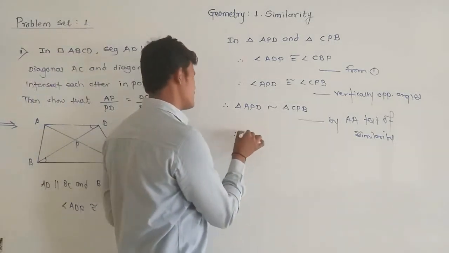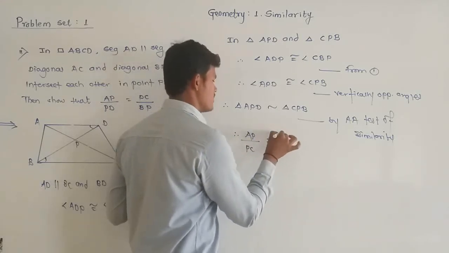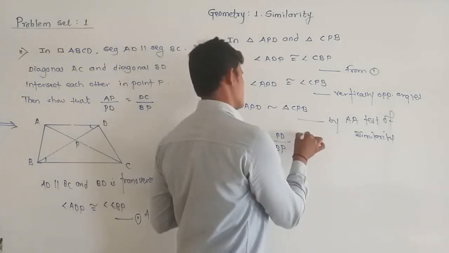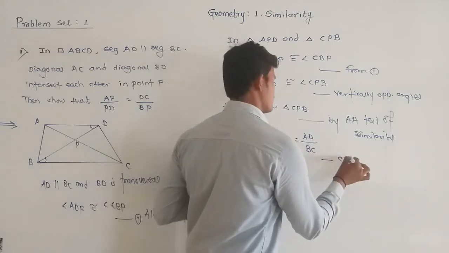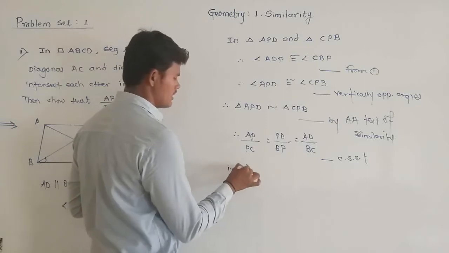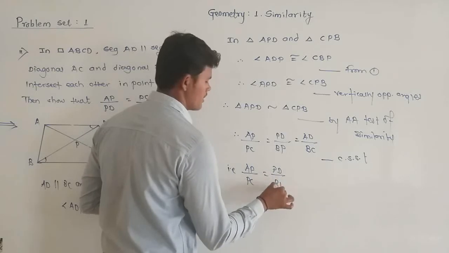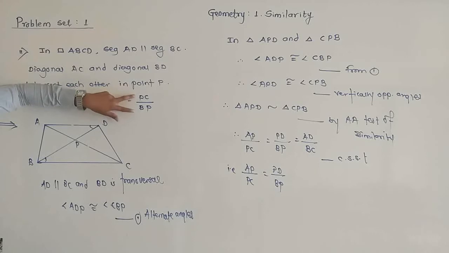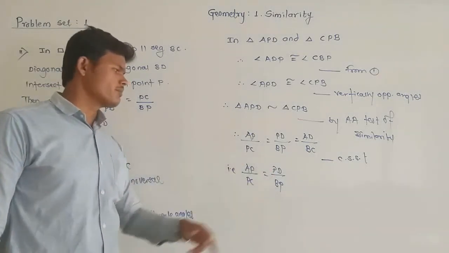Once two triangles are similar, then their corresponding sides are in same proportion. So we get AP upon PC is equal to PD upon PB is equal to AD upon BC. They are the corresponding sides of similar triangles. That means we want only AP, PC, PD and BP. But finally we have to show that AP upon PD is equal to PC upon PB. But we get AP upon PC is equal to PD upon BP.